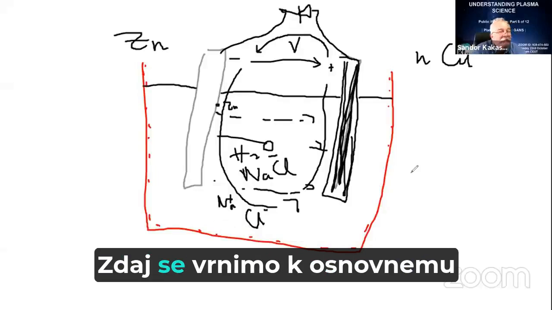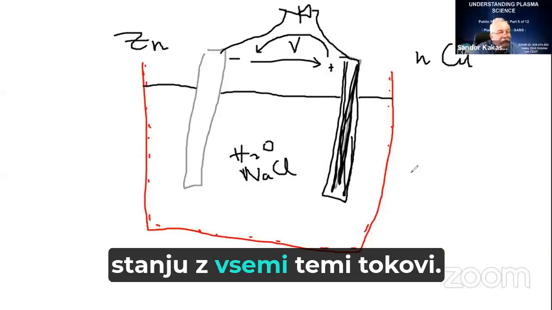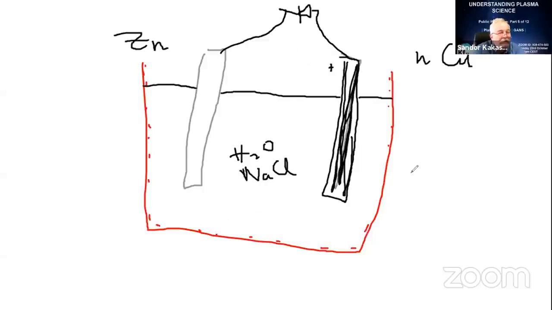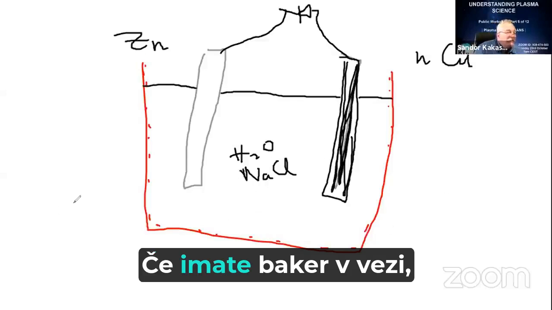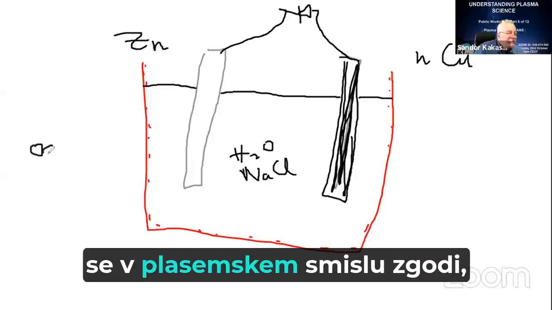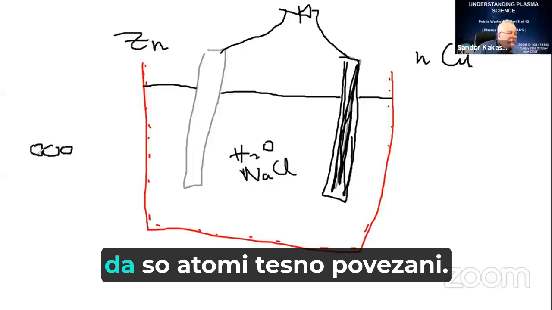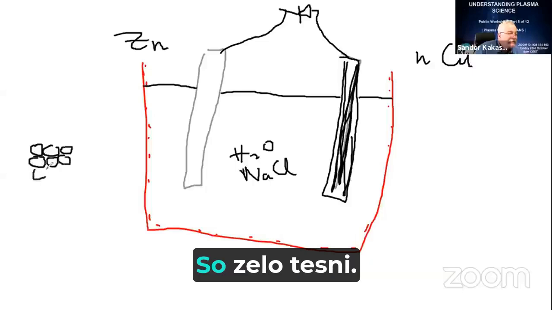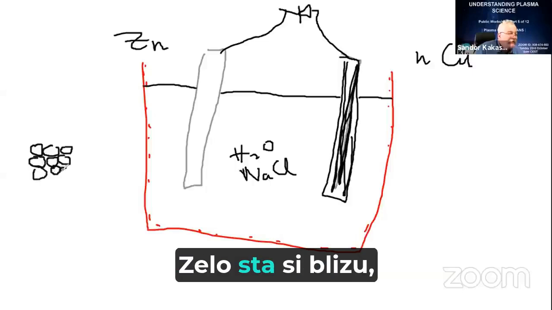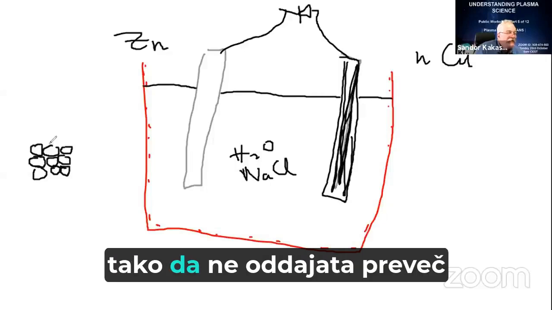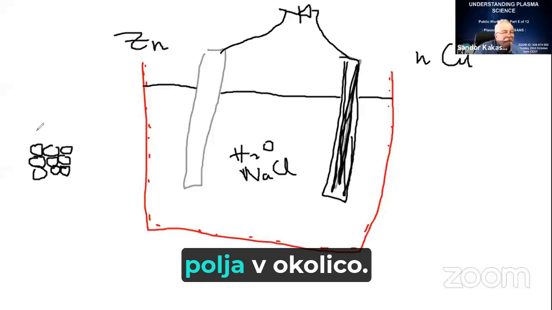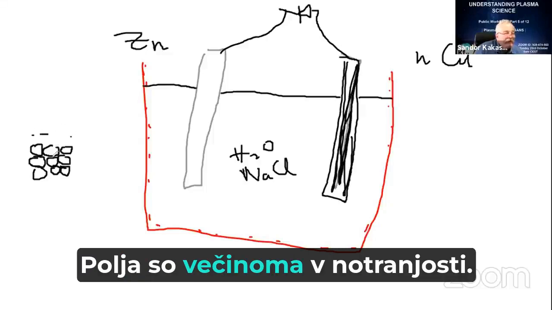Now let's go back to the basic condition without these currents. What happens in plasmatic terms? If you have copper in a metallic bond, you have the atoms in a tight connection. They are very tight, they are very close to each other. So they do not emit too many fields around. The fields are mainly inside.